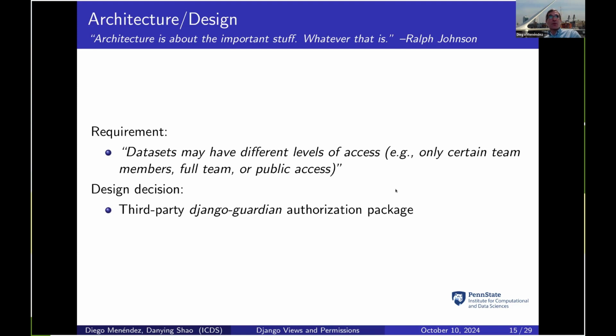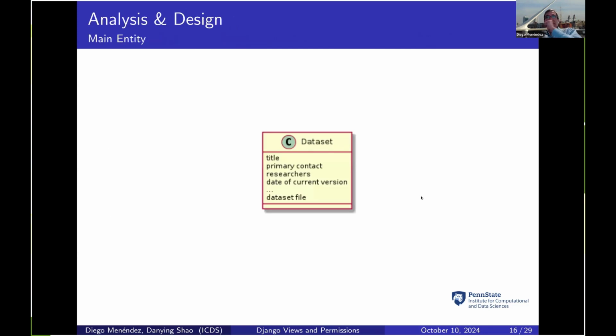So with that, let's move a little bit more to design related matters. The main entity that we are talking about here is the dataset entity, right? This is our model in Django. What this project needs to implement is a dataset, and what the dataset needs to have.